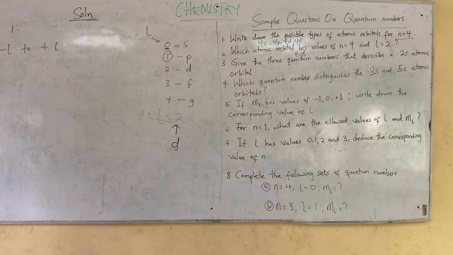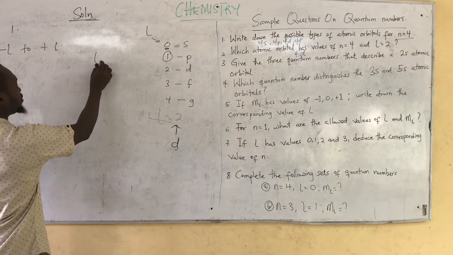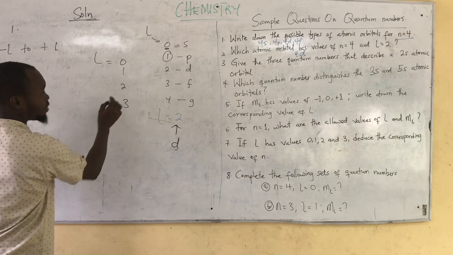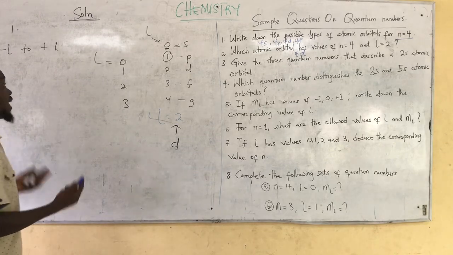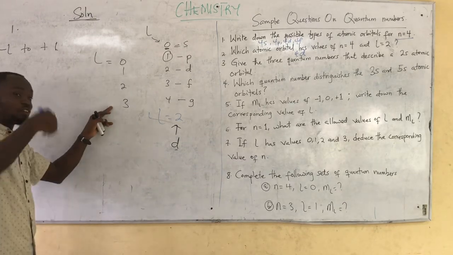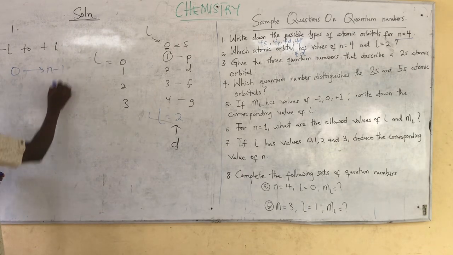So in question 7 it says if L has values 0, 1, 2, and then 3, deduce the corresponding n values. So again, how do we get the L values from the n values? That is by using the value range 0 to n minus 1.